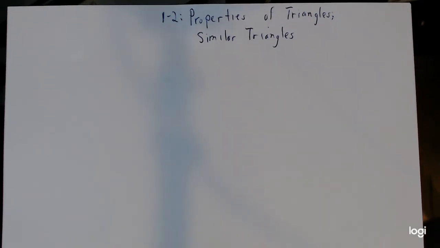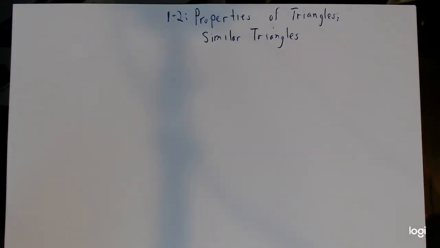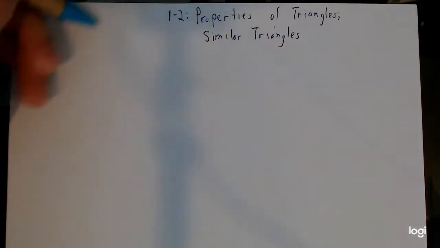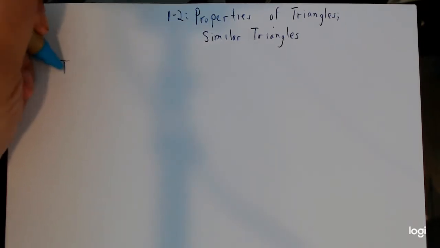Okay, so we're now going to get into talking about some properties of triangles, and more importantly, the ideas of similar triangles. You're going to notice that one of the nice concepts that we'll see trigonometry depends on has a lot to do with similar triangles. So before we do that, let's quickly identify the types of triangles that we may encounter.